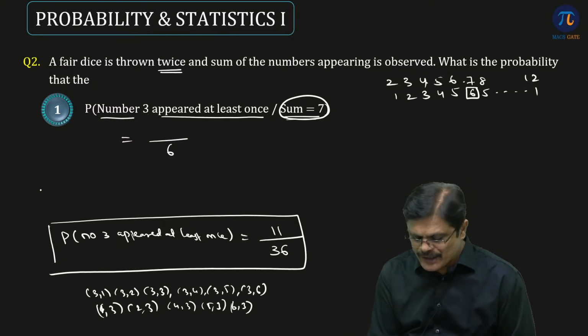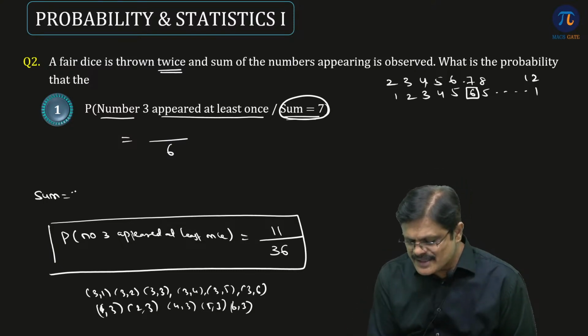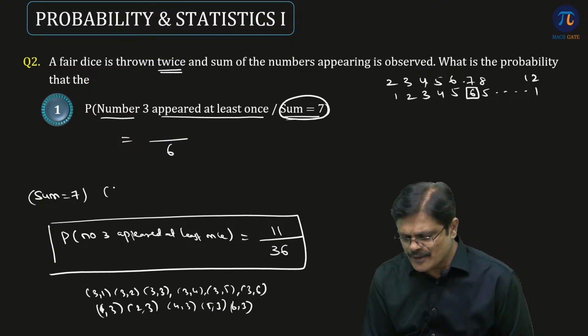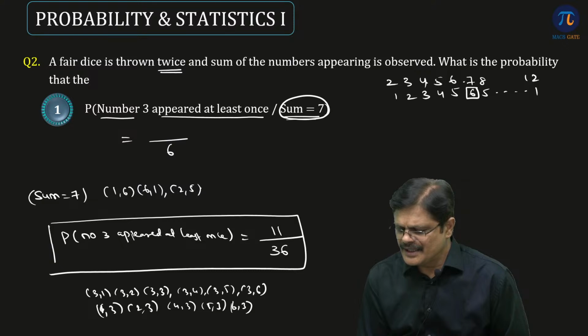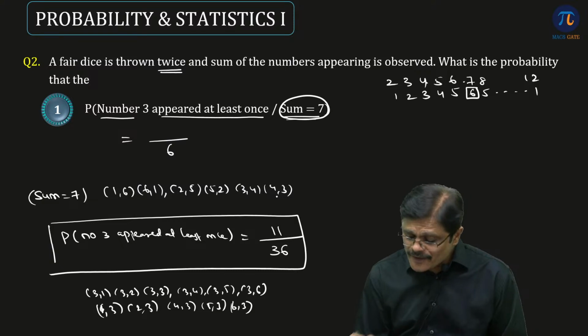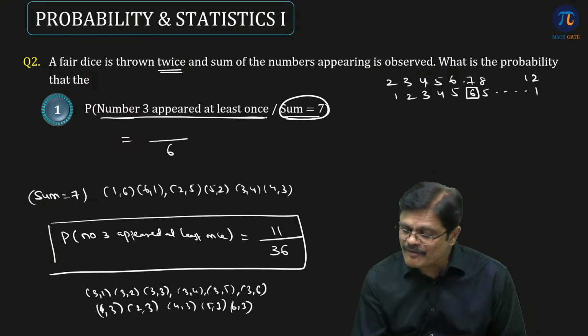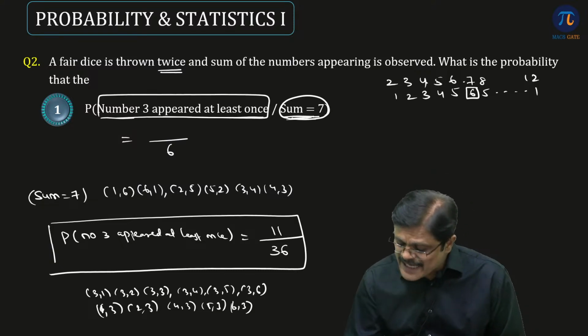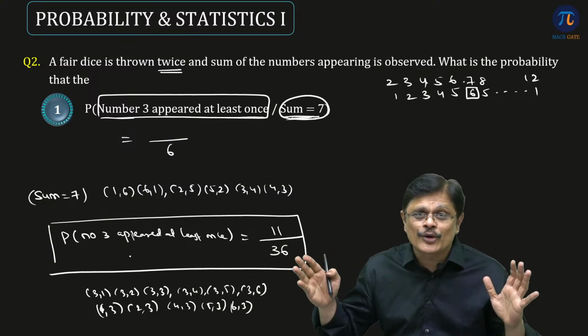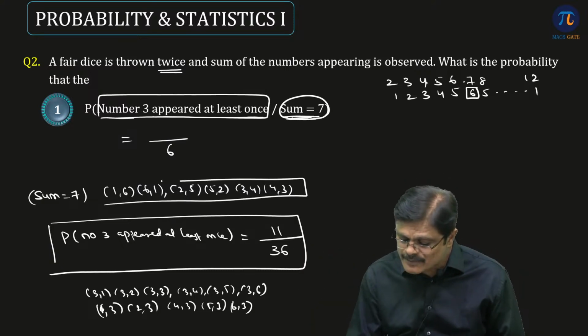And what are the 6 cases? Sum 7, how can you get it? 1, 6; 6, 1; 2, 5; 5, 2; 3, 4; 4, 3. So these are the 6 cases. Out of these 6 cases, how many are favorable for this? So here, not all 36 outcomes happened. Only these 6 outcomes happened.